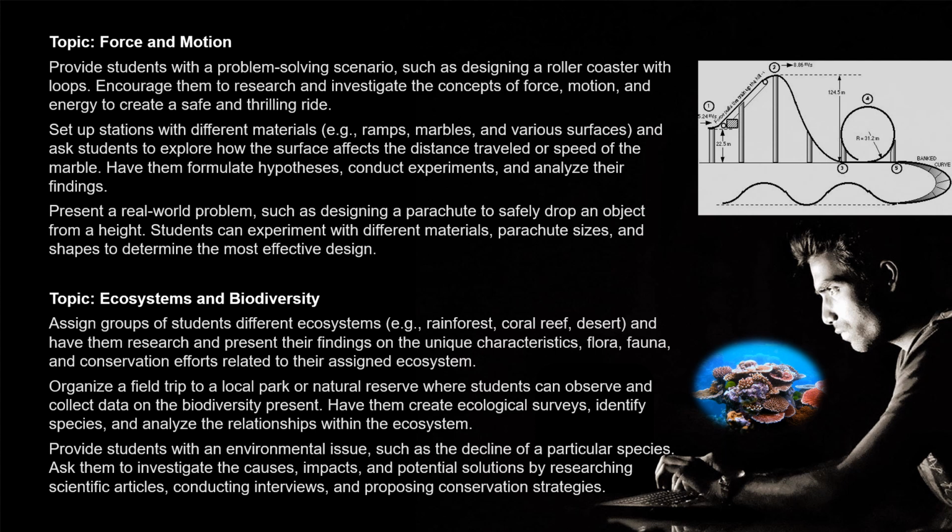Topic: ecosystems and biodiversity. Assign groups of students different ecosystems, for example, rainforest, coral reef, desert, and have them research and present their findings on the unique characteristics, flora, fauna, and conservation efforts related to their assigned ecosystem. Organize a field trip to a local park or natural reserve where students can observe and collect data on the biodiversity present. Have them create ecological surveys, identify species, and analyze the relationships within the ecosystem.